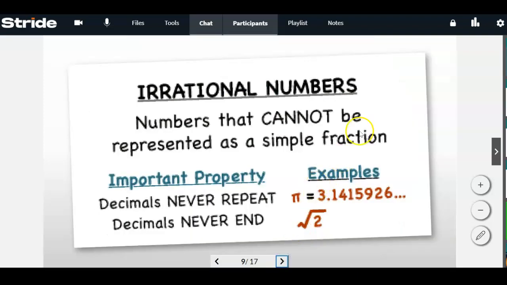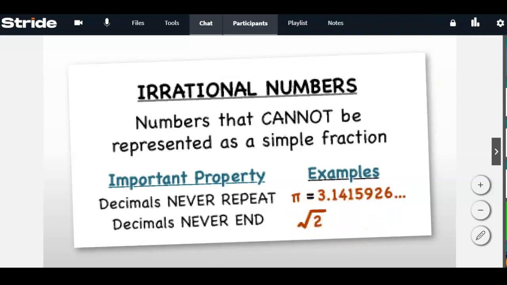All right, here's that group that is new for 8th grade. Irrational numbers: numbers that cannot be represented as a simple fraction. Decimals never repeat, they never end. So pi is a number that keeps going on and on and on forever. And then you have square root of 2.